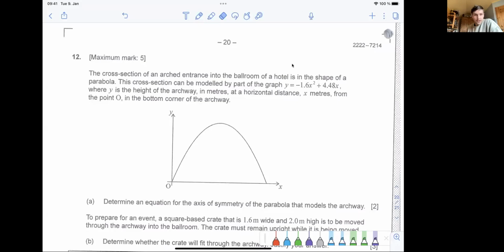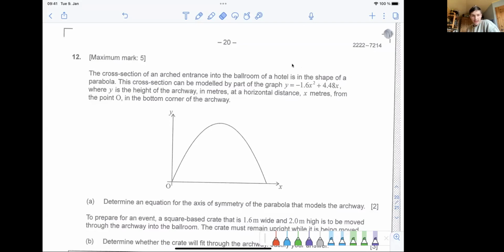Question 12. The cross-section of an arched entrance into the ballroom of a hotel is in the shape of a parabola. This cross-section can be modeled by part of the graph y equals negative 1.6x squared plus 4.48x, where y is the height of the archway in meters at a horizontal distance x meters from the point O in the bottom corner of the archway.